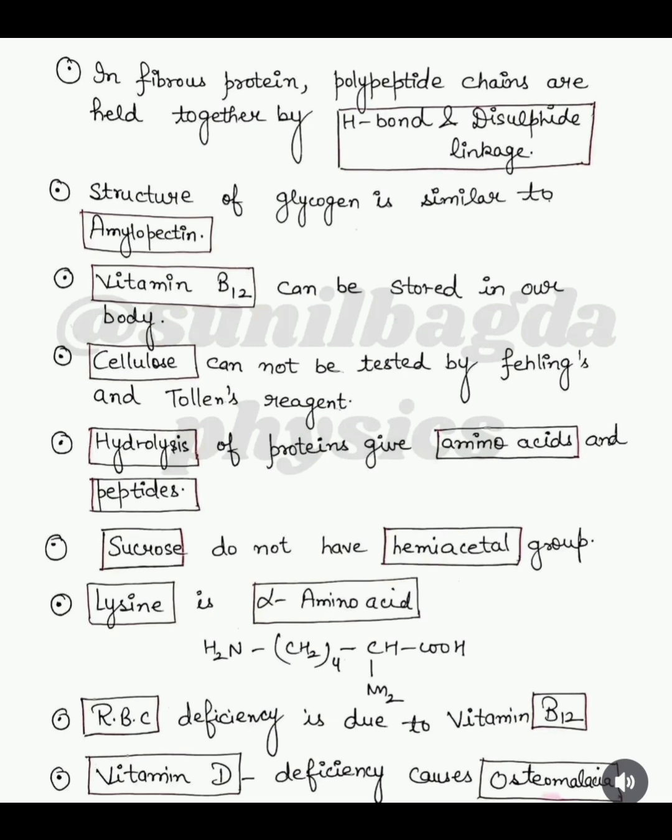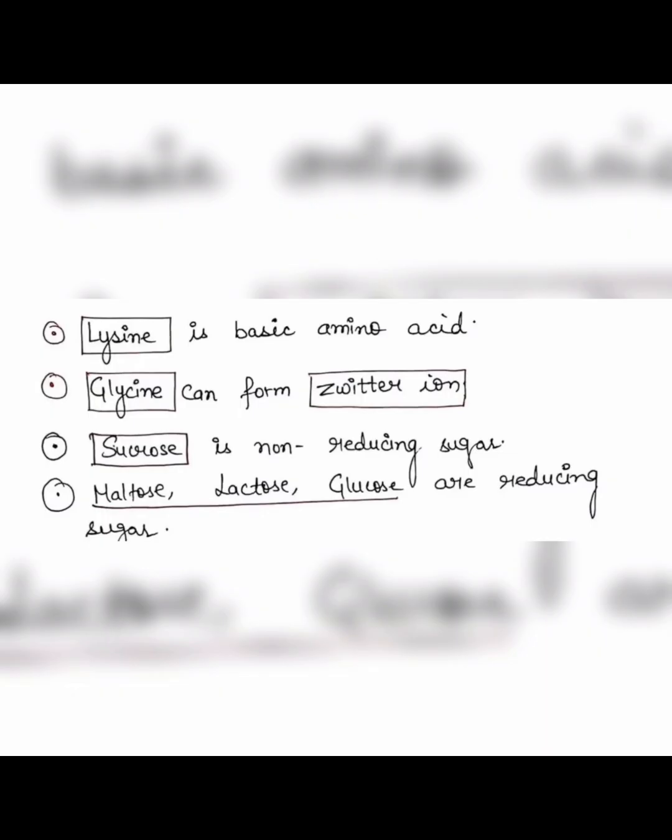Next, vitamin B12 can be stored in our body, whereas cellulose cannot be tested by Fehling's solution and Tollens reagent, meaning it is not a reducing sugar. Hydrolysis of protein gives amino acids linked by peptide bonds, that is the CONH linkage. Sucrose does not have any hemiacetal group, and lysine is an alpha amino acid with the structure NH2(CH2)4CH(NH2)COOH. RBC, that is red blood cell, deficiency is due to vitamin B12, and vitamin D deficiency causes osteomalacia.